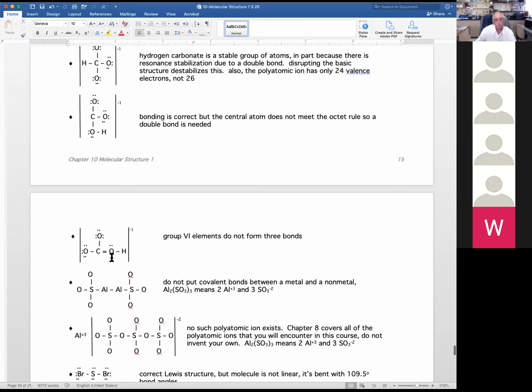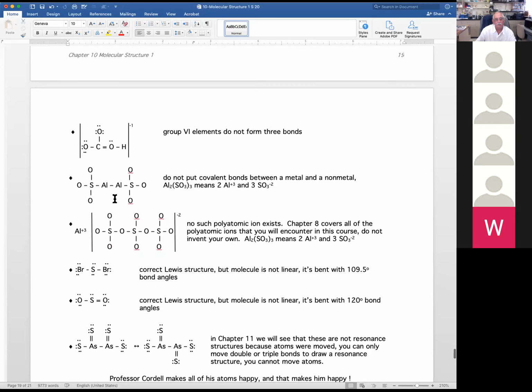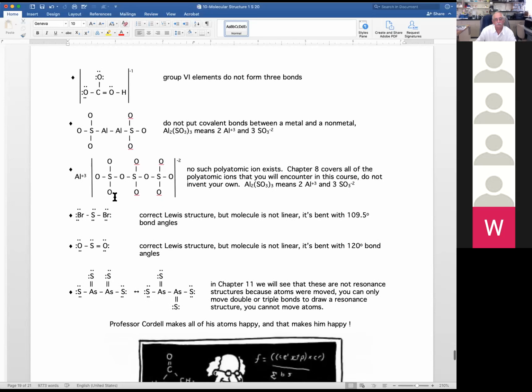This is wrong because oxygen doesn't form 3 bonds. This is wrong because students who put something like this probably didn't read any of the chapter. They think you just throw stuff together and it automatically looks cool. And here, this student invented their own polyatomic ion. And again, I don't want to suppress your creativity, but if you want to be creative, take an art class.